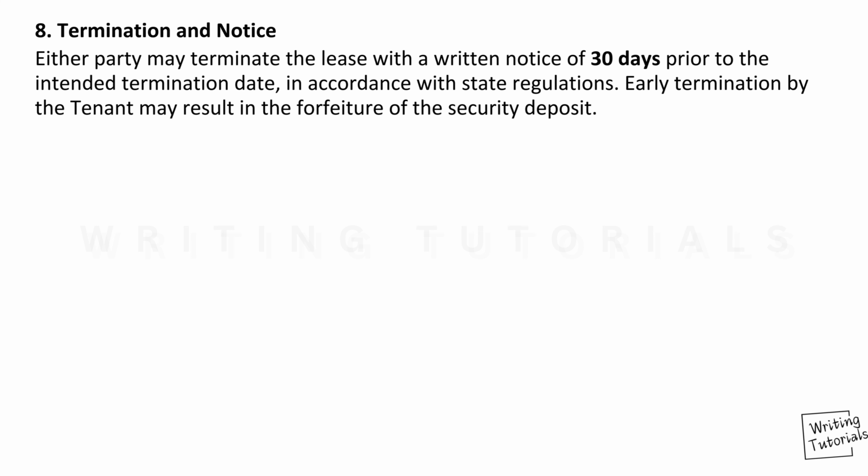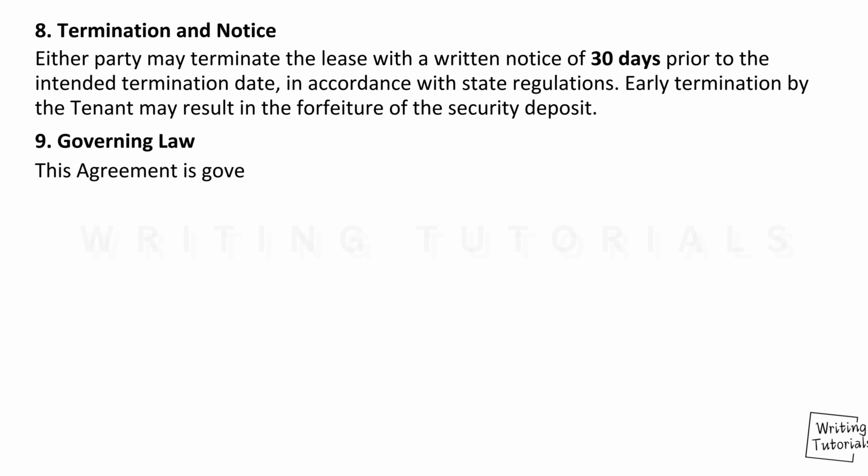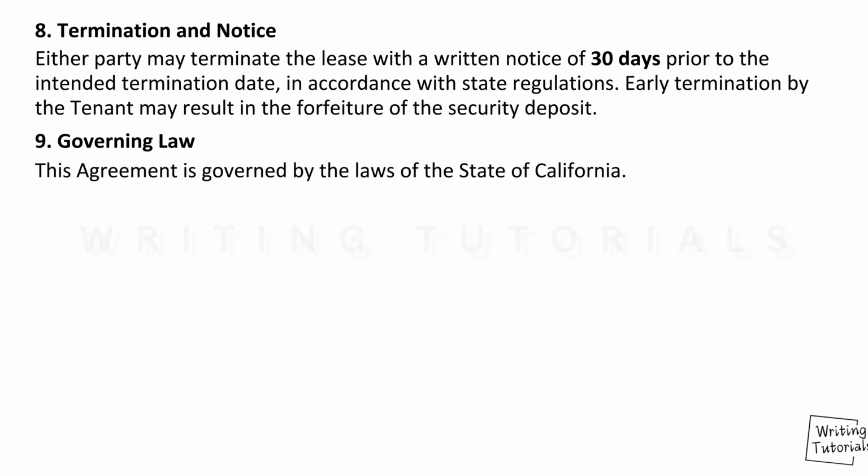Governing law. Then, we have the governing law section. This is a quick but crucial part of the letter. By stating that the agreement is governed by the laws of the specific state, in this case, California, it clarifies which legal framework applies if there's ever a dispute. You'll find this in nearly every legal contract, as it makes things simpler if issues come up.